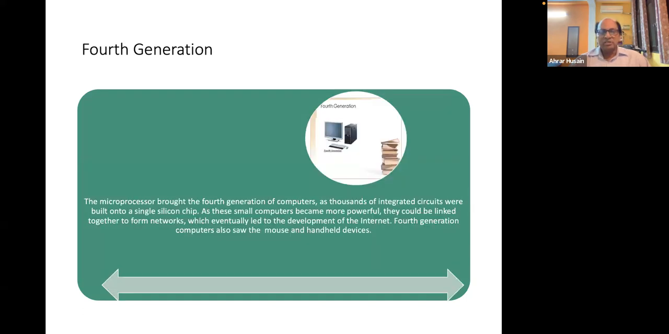This is the fourth generation computer. The microprocessor brought the fourth generation of computers as thousands of integrated circuits were built onto a single silicon chip. As these small computers became more powerful, they could be linked together to form networks, which eventually led to the development of the internet. So this means we basically got the services of internet and all these things from the fourth generation computer. And the fourth generation computer also saw the mouse and handheld devices.